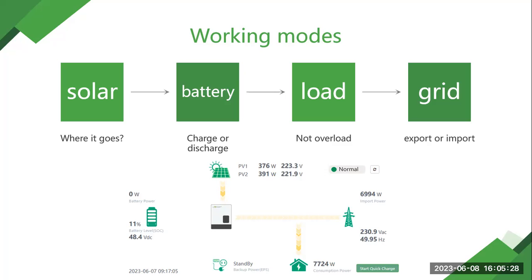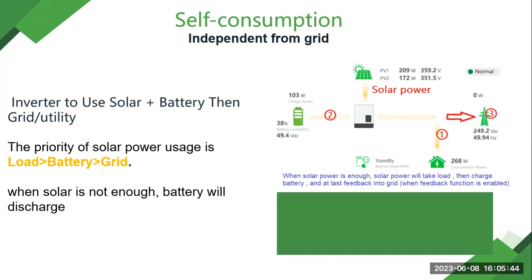There are a lot of working modes to design in the inverter to satisfy the different applications. So different customers may have different requirements. The first one we will introduce is self-consumption. Self-consumption is like you want to be independent from the grid, because in some countries the power cost is very high. So in the daytime they use the solar to take the load, and however there may be extra power.